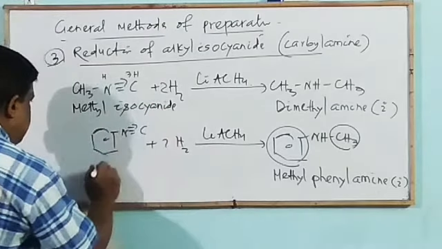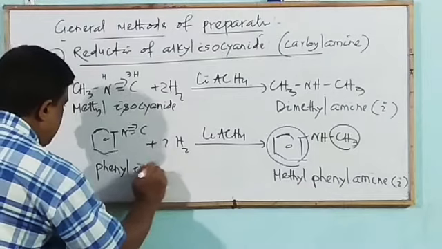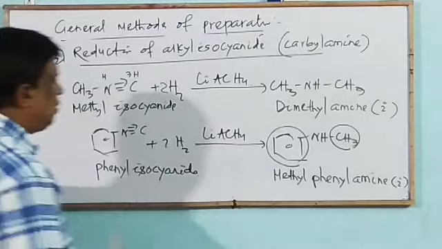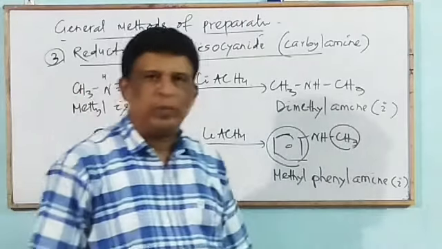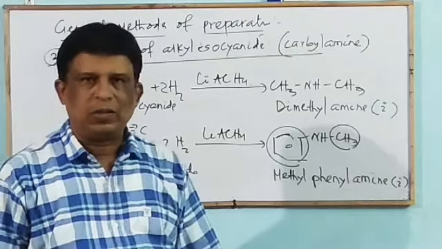This method, its name is phenyl isocyanide. It is the third method. Next, switch over to the fourth method, that is hydrolysis of alkyl isocyanide.